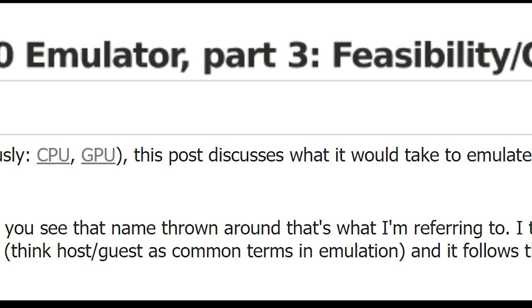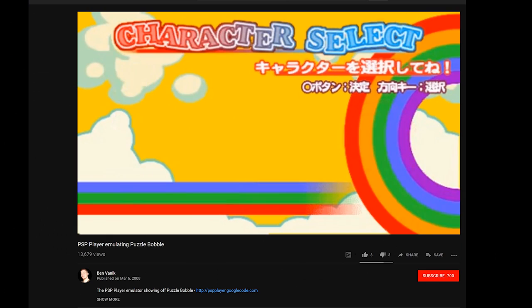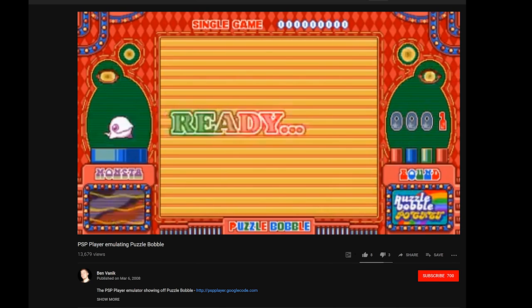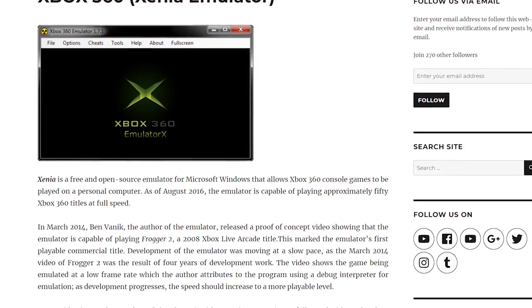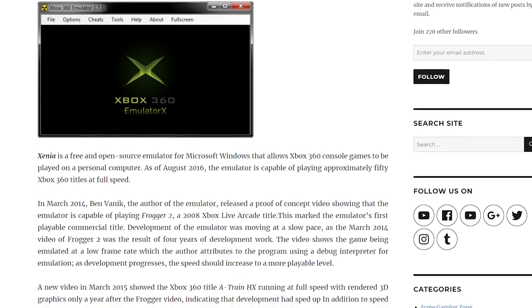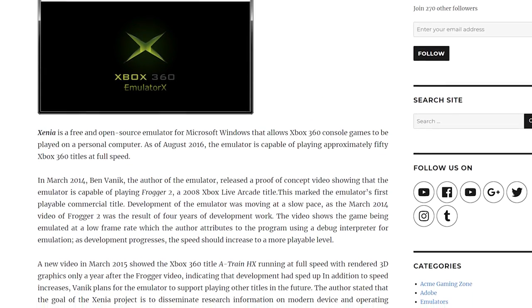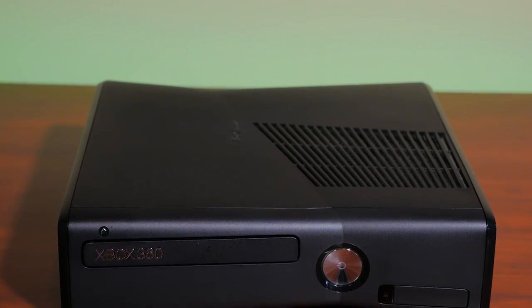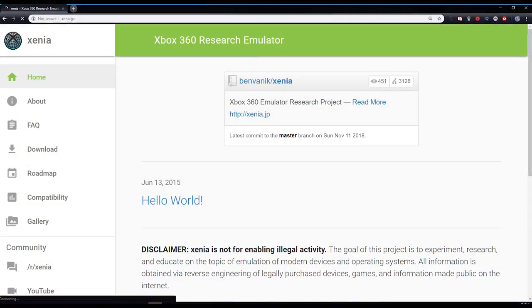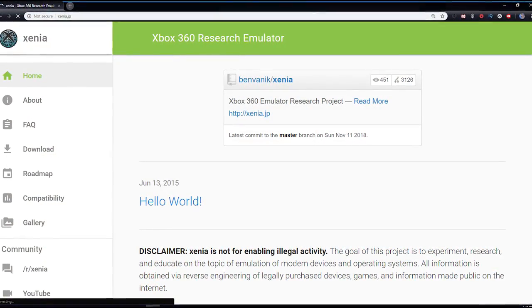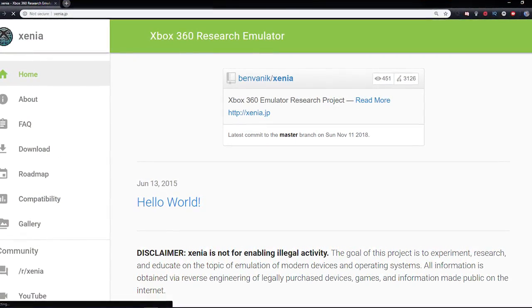Ben has prior experience with emulation and worked on a Sony PSP emulator in 2007, known as PSP Player. His Xbox 360 emulator was to be named Xenia, and its main goal is meant for experiment and research and to completely reverse engineer the Xbox kernel, in order to maybe someday play commercial games on a PC. Xenia was developed in C++ and initially used OpenGL as the renderer.